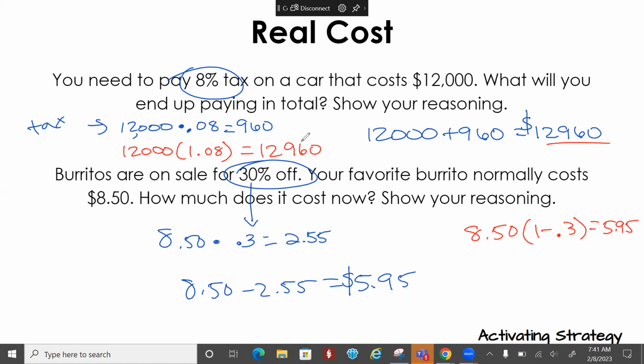So when we're adding something, we're going to have 1 point, whatever the plus is. If we're having a discount, we're going to have 1 minus whatever the percentage is. And we're actually going to see that in this next part.